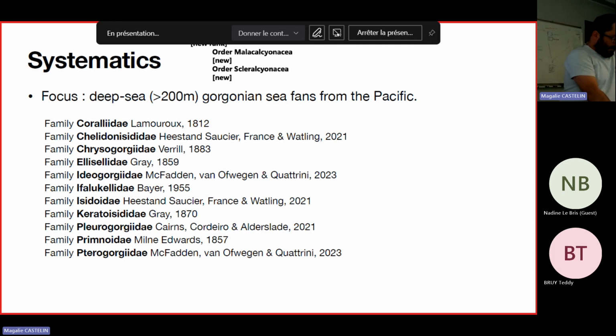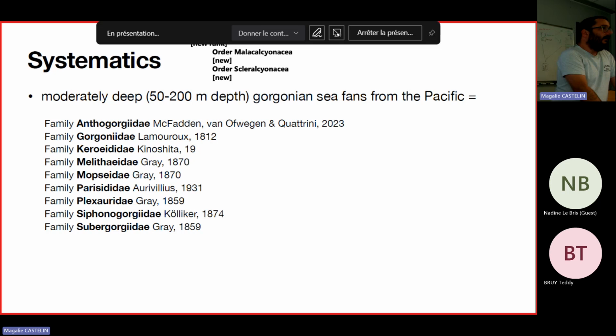And then you have another group that are what they call moderately deep, that occur between 50 and 200 meters depth, again, with a hard skeletal axis and coming from the Pacific. So you have this subset of families.